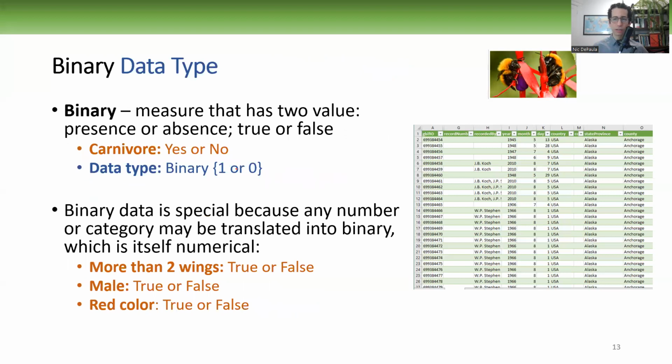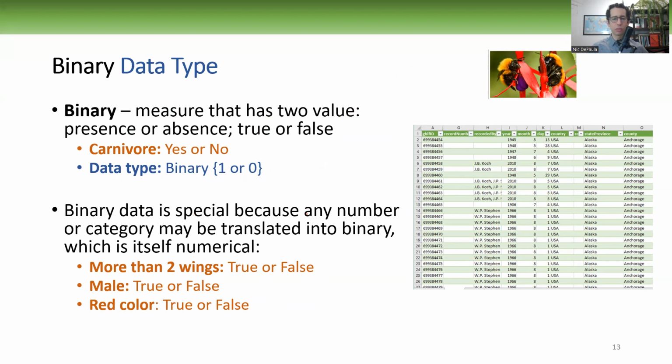And also, of course, lastly, perhaps the most important or interesting one is binary. So that's the measure that has two values, or one or two potential values: presence or absence, or true or false. So is the animal that you're studying a carnivore? Yes or no? That could be a binary variable. And the data type in the computer, well, it's going to be binary, which is, of course, the most native data type of a computer.